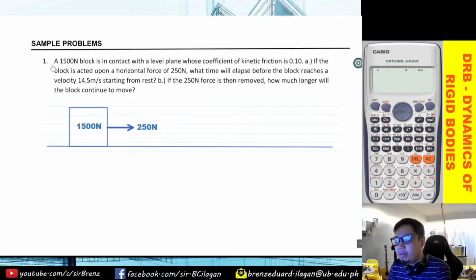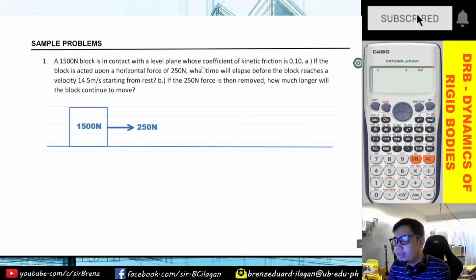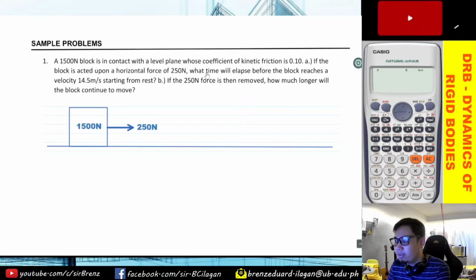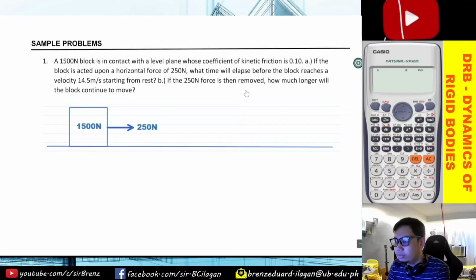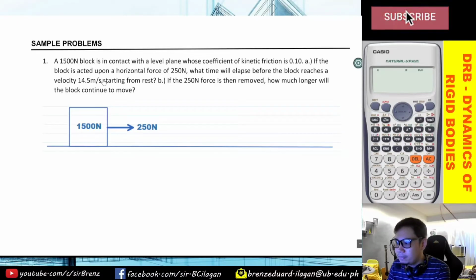Okay, so problem number 1. A 1,500 Newton block is in contact with a level plane, whose coefficient of kinetic friction is 0.1. For letter A, if the block is acted upon by a horizontal force of 250 Newton, what time will elapse before the block reaches a velocity of 14.5 meters per second, starting from rest? And letter B, if the 250 Newton force is then removed, so after daw niya ma-reach yung 14.5, tinanggal yung 250 Newton force, ang tanong dito, how much longer will the block continue to move?